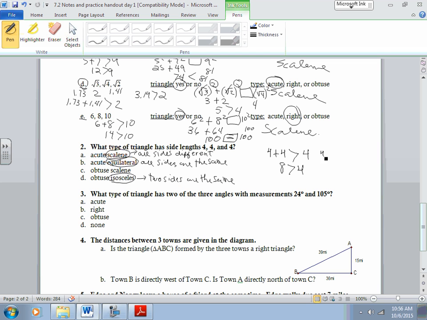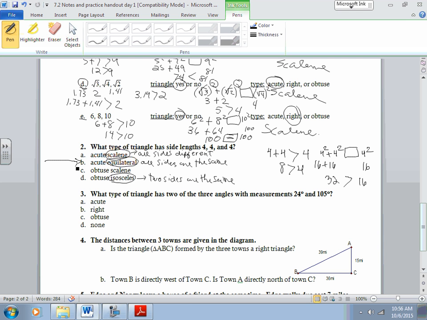A squared plus B squared, and we're going to figure out C squared. 16 plus 16 and 16, 32 and 16. 32 is greater than 16. So A squared plus B squared is greater than C squared is which one? Is it an acute scalene or is it an acute equilateral? It's an acute and it's equilateral. Yeah?